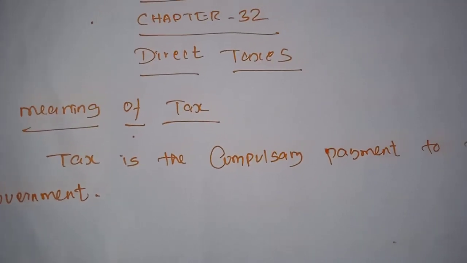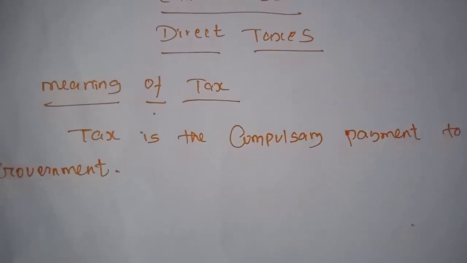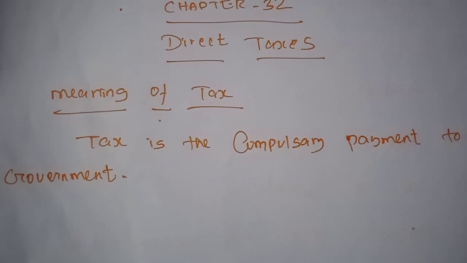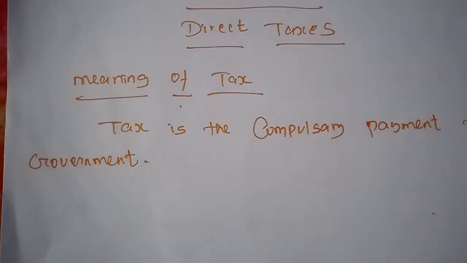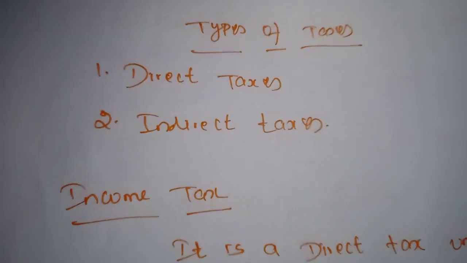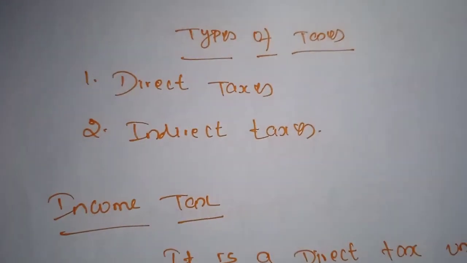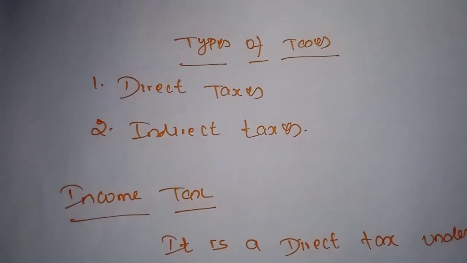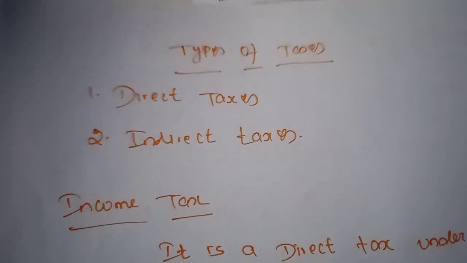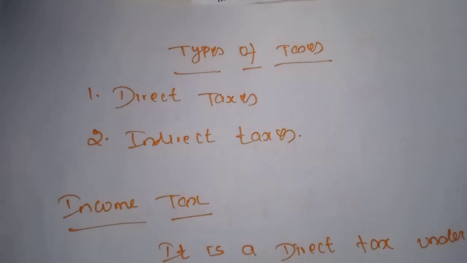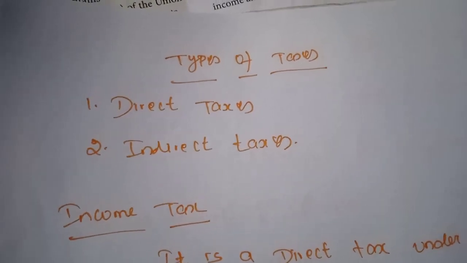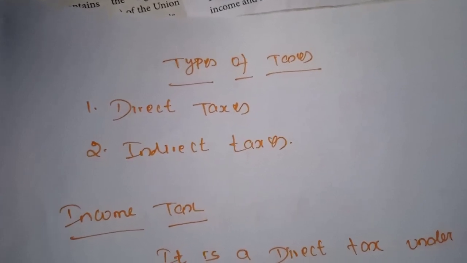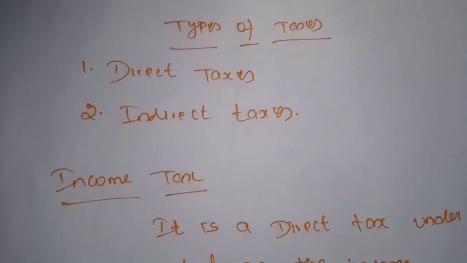So, even the government has many ways of earning income. So, tax is the important and the first way of earning income. Then the types of taxes. There are two types of taxes. First one is direct taxes and another one is indirect taxes. If a tax is levied on the income or wealth of a person and is paid by that same person directly to the government, it is called direct taxes. For example, income tax, wealth tax, and capital gains.